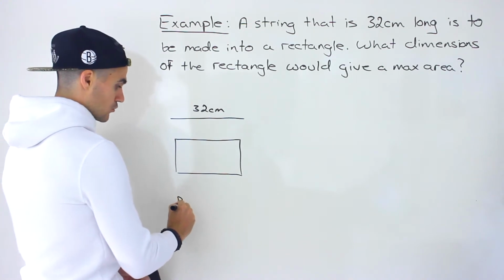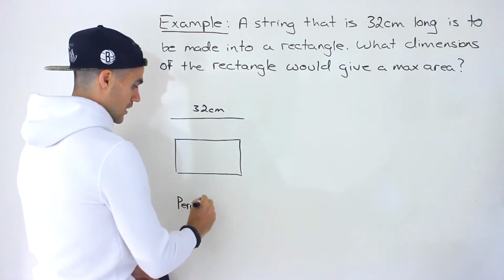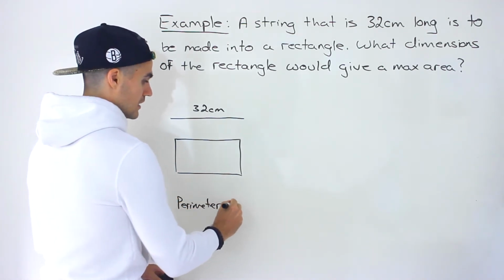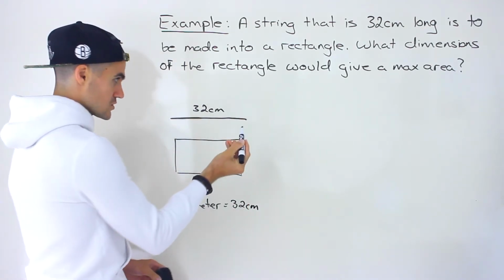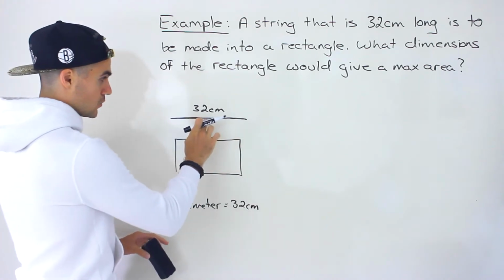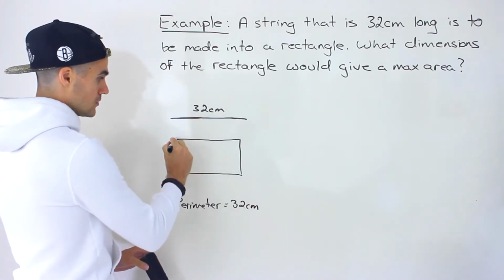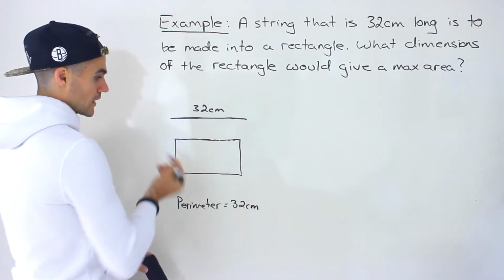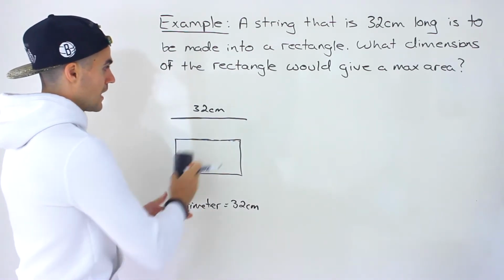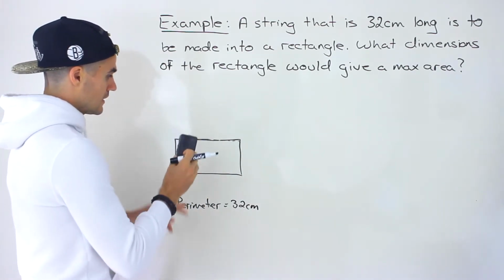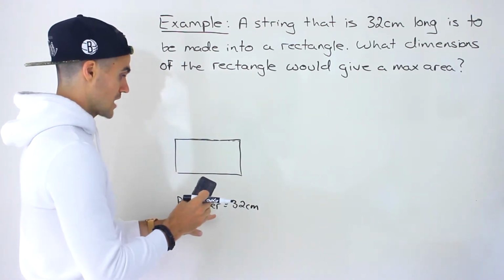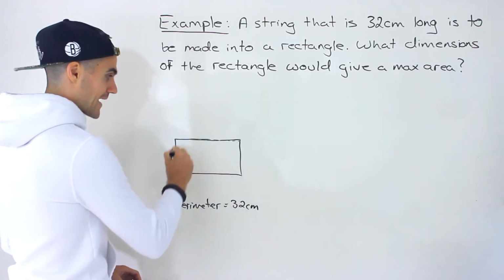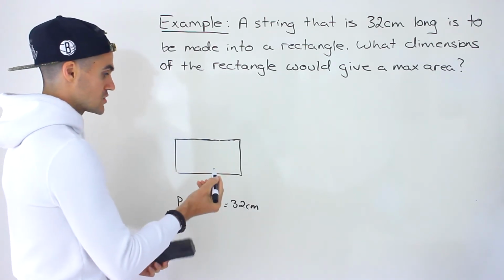It means that the perimeter of this rectangle is going to be 32 centimeters, right? This full string here is 32 centimeters and we make it into a rectangle, it means the perimeter of the rectangle is going to be 32 centimeters. And so what we got to do is find out what dimensions of this perimeter being 32 centimeters would give us the maximum area, because notice that there's different combinations.